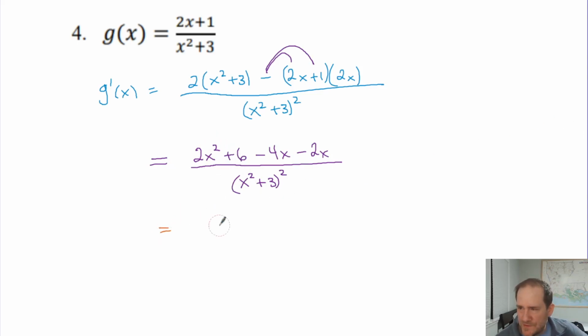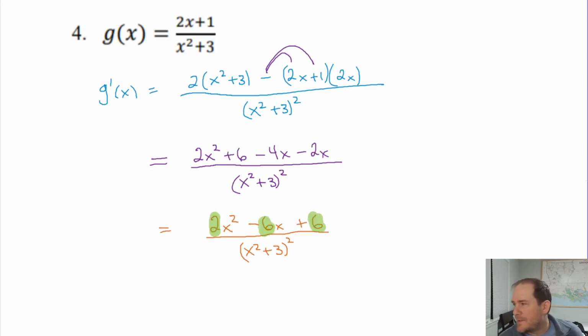So I'm only seeing the 1 quadratic, so 2x squared. We've got the 2 linear terms that'll combine into a minus 6x. We've got the 1 constant plus 6. We can stick it on the end. And I'm sure you're all spotting the factor of 2. So we'll pop out a factor of 2, and that'll give us our final answer. So we have 2 times x squared minus 3x plus 3 all over x squared plus 3 squared.